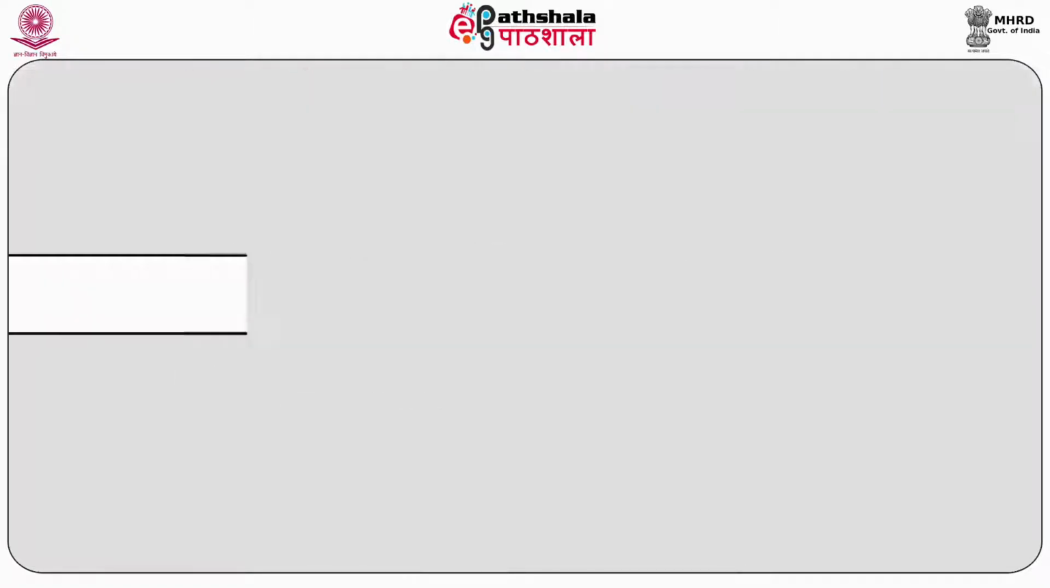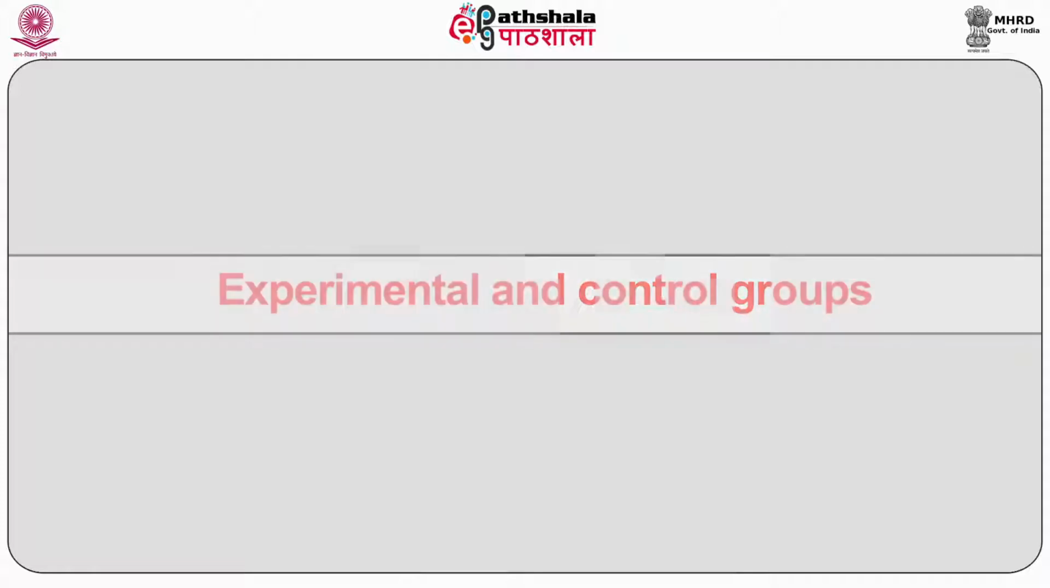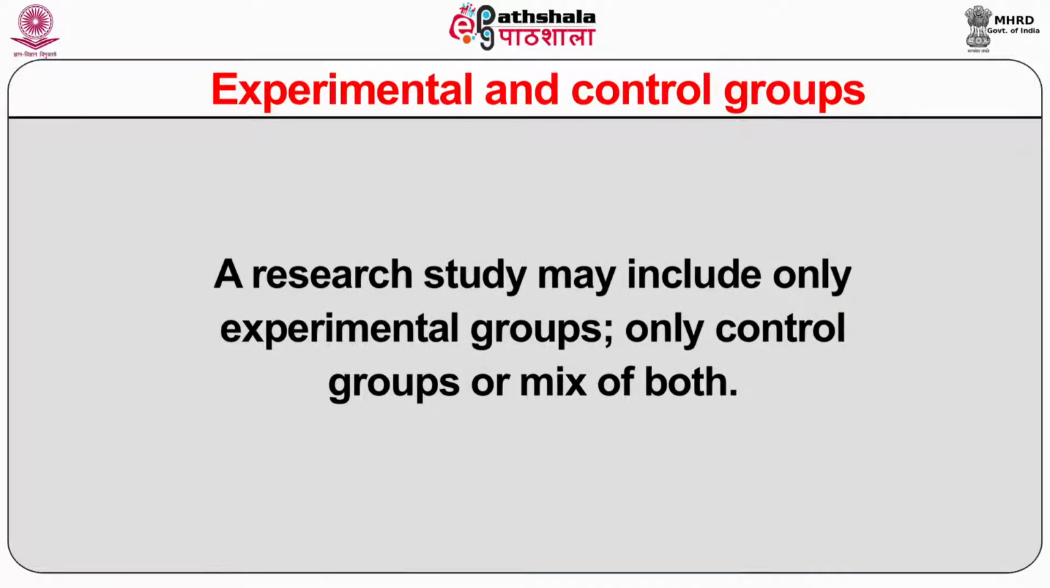Whereas, research where no such manipulation of the independent variable is done is termed as non-experimental hypothesis testing research. The next concept is experimental and control groups. Under experimental hypothesis testing research, when the variables are exposed to some general conditions, it is termed as a control group. But when the variables are exposed to some specific or special situation, it is termed as an experimental group. The research study may include only experimental groups, only control groups, or a mix of both.